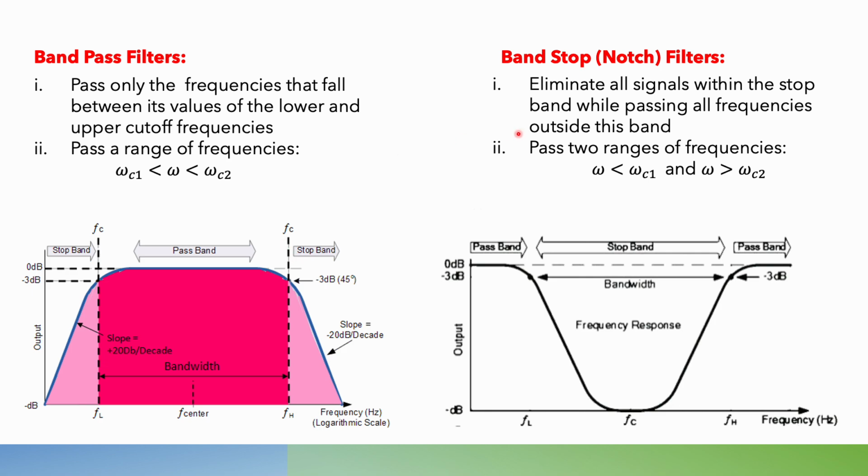Whereas the band stop, also known as the notch filter, is a filter that will eliminate all signals within the stop band, while passing all frequencies outside this band. So there are two ranges of frequencies. The frequencies between the lower frequency and the higher frequency lie in the stop band, which means they will not be able to pass through the filter. So it is actually the opposite of a band pass filter.